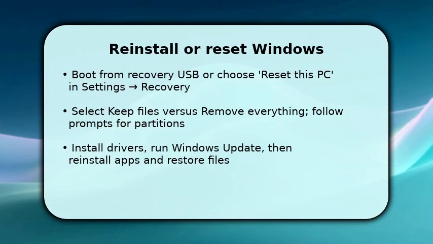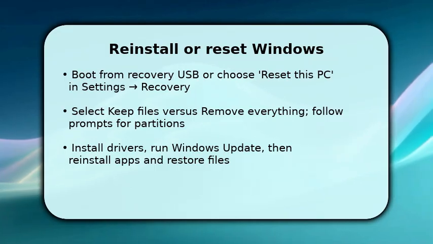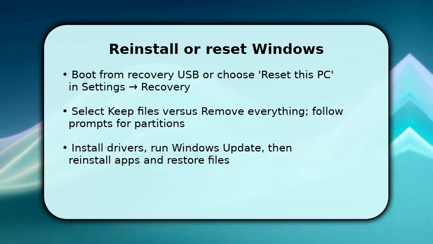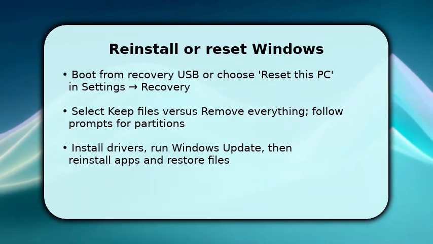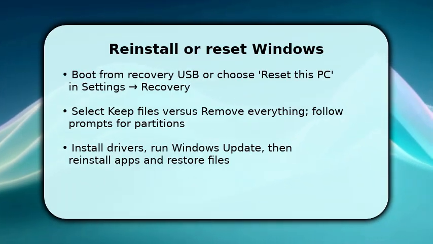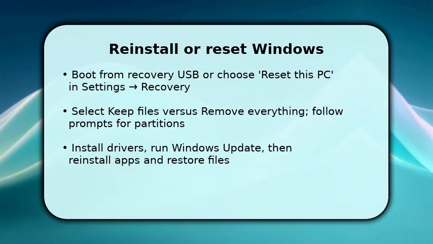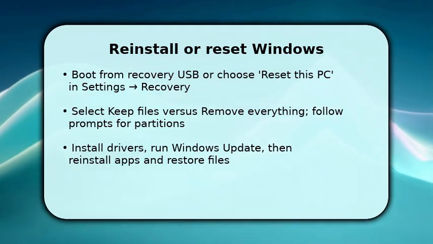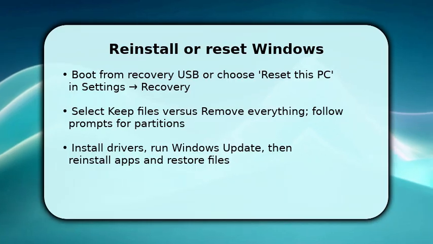Now you perform the core restore. Boot from your recovery USB or use Settings > Recovery > Reset this PC. Choose whether to keep files or remove everything. Pick remove everything for a clean slate and make sure to delete old partitions if you want a full wipe. Follow on-screen prompts to install Windows, creating or selecting partitions as needed.